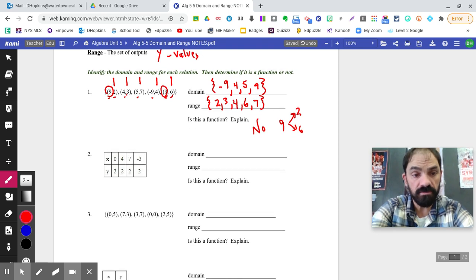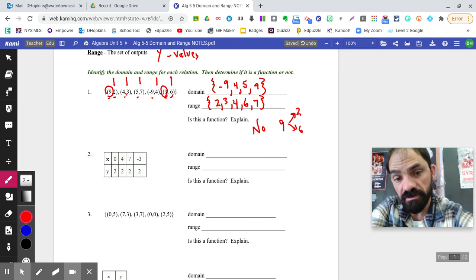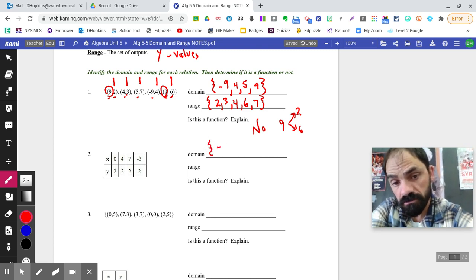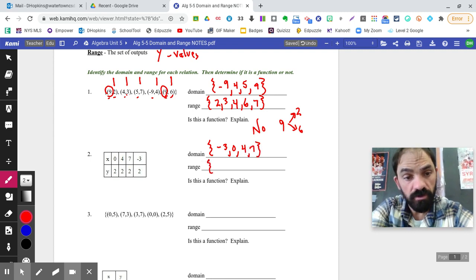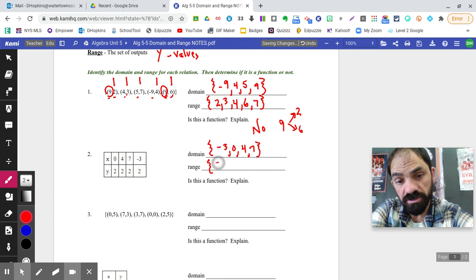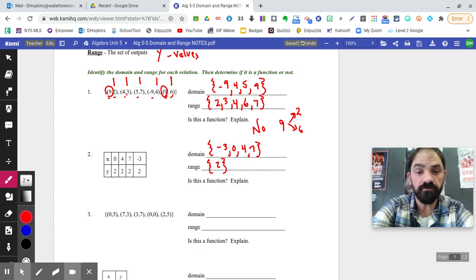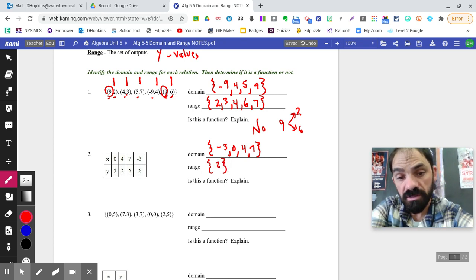Okay, the domain. Again, the x values. So -3, 0, 4, 7. And the range is the y values, which is just 2. So is this a function? The answer is yes. All x's are different.